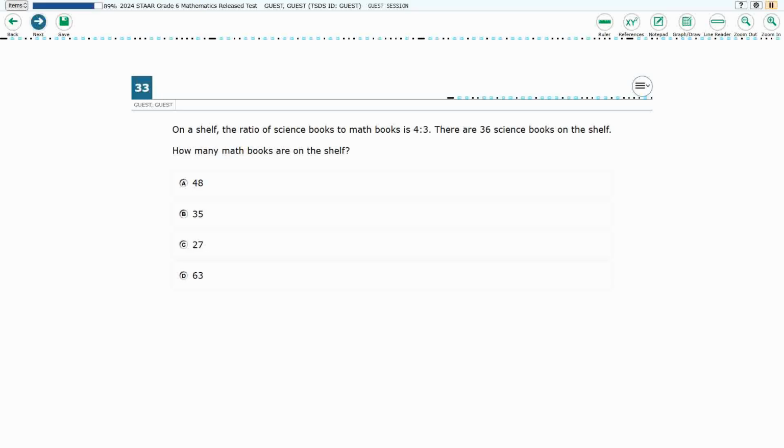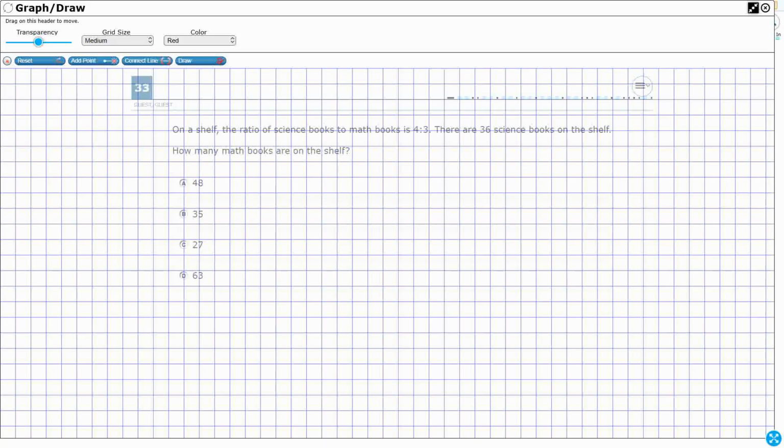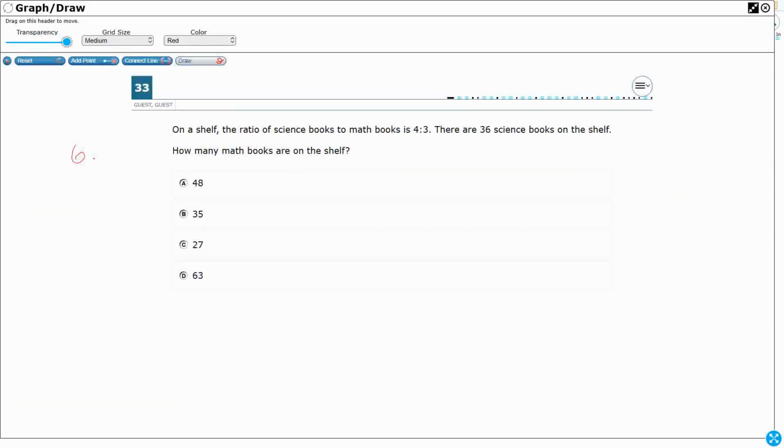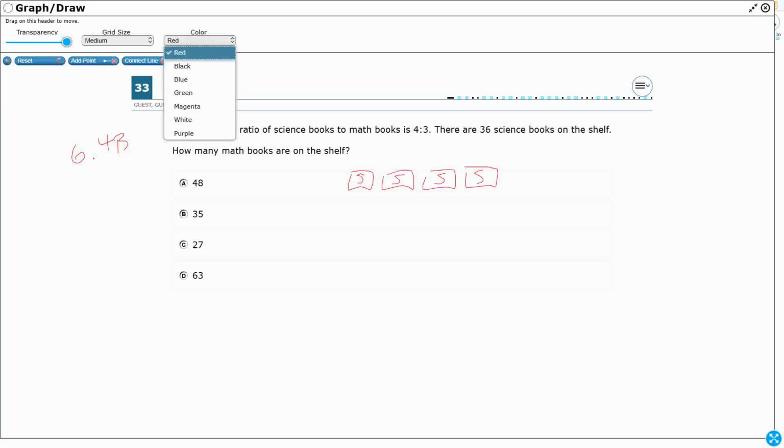For 33, we are looking at real-world ratios and rates. This is 6.4b. And you see we've got a story problem here about a shelf where the ratio of science to math books is 4:3. All right, so what I'm going to do is quickly visualize this. So the ratio of science to math is science, science, science, science. I'll do a different color over here, and then math, math, math. So there's my ratio, 4:3.